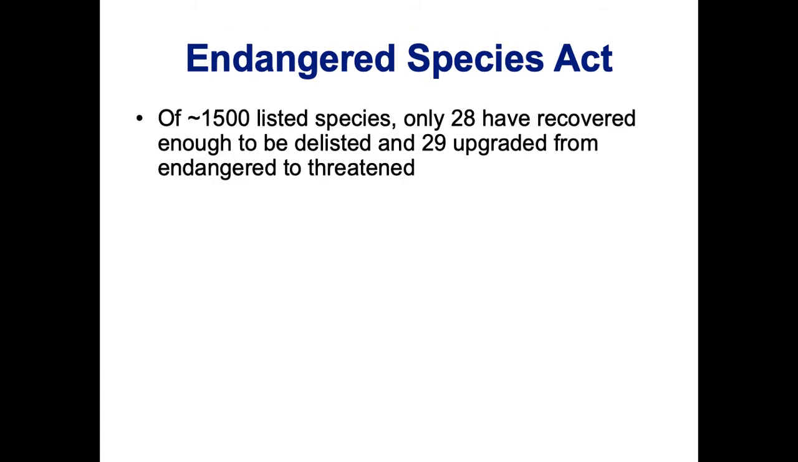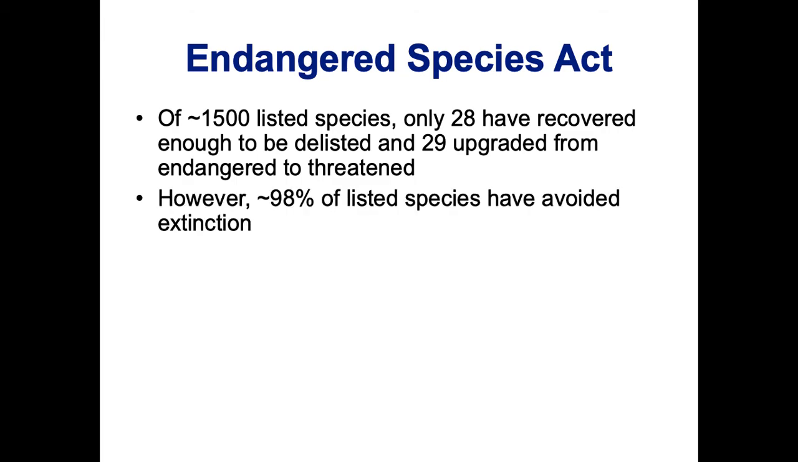So of about 1,500 listed species, only 28 have recovered enough to be delisted, and 29 have been upgraded from endangered to threatened. However, 98% of the listed species have avoided extinction. So the main goal, if you remember, for the Endangered Species Act is to make sure species don't go extinct. So since 1976, 98% of the species that have gone on that list have not gone extinct. So a lot of people use that as a success.